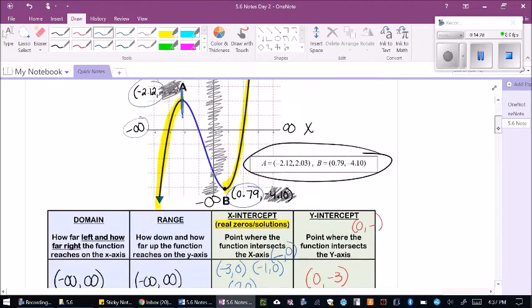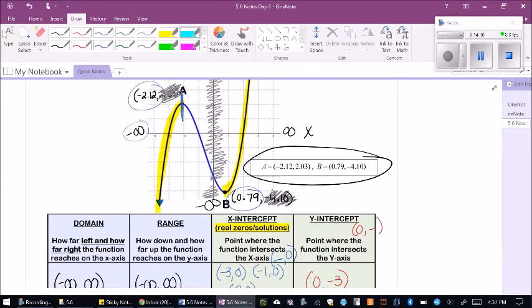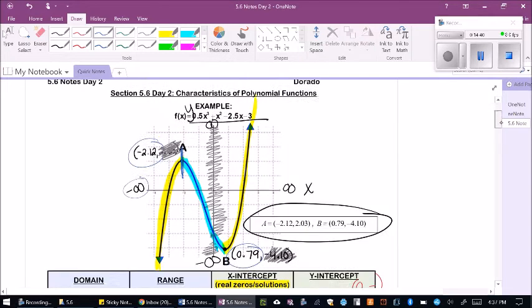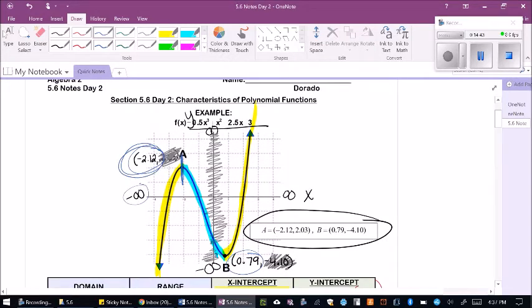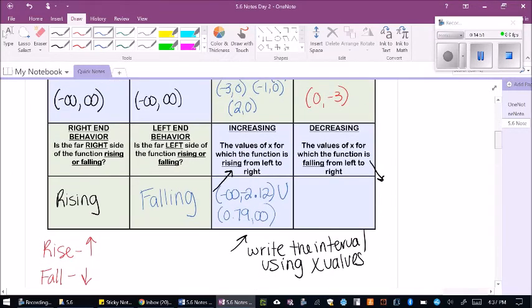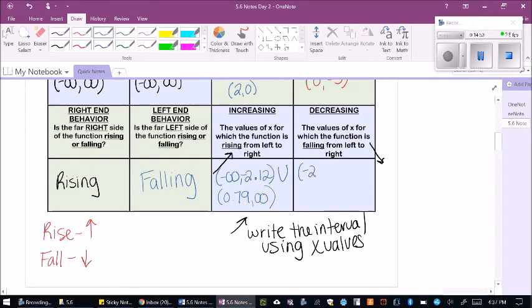And now we're going to look for decreasing. Decreasing is the piece that we didn't highlight from A to B. So that's where it's going downhill, right? I'm going down the roller coaster. And so I'm going to read that interval from the x-coordinate of the A value to the x-coordinate of the B value. So it's going to be from negative 2.12 to 0.79.